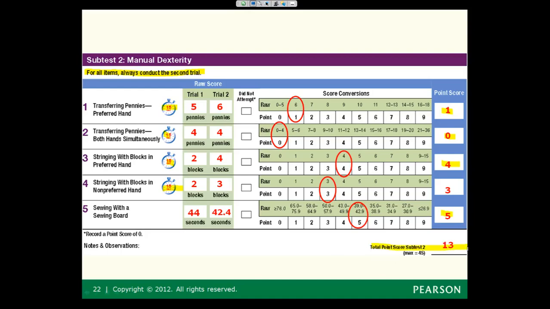Hopefully I want you to start thinking as we go through this case example about what exactly we're seeing here. Hopefully you've started to see, as I have, that Mary has some difficulty with fine motor skills.